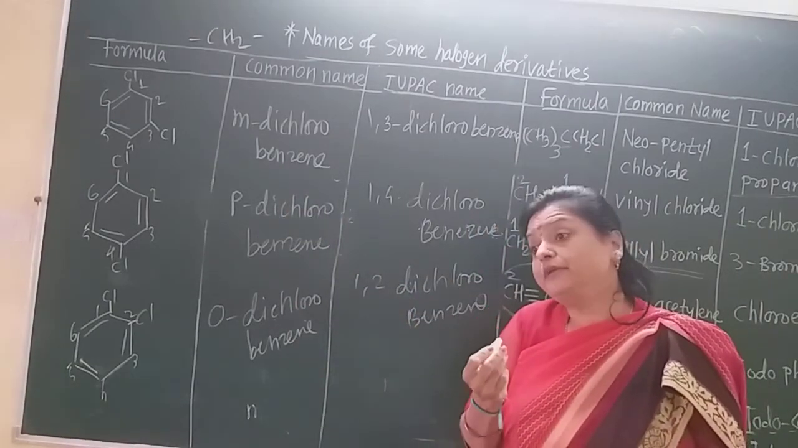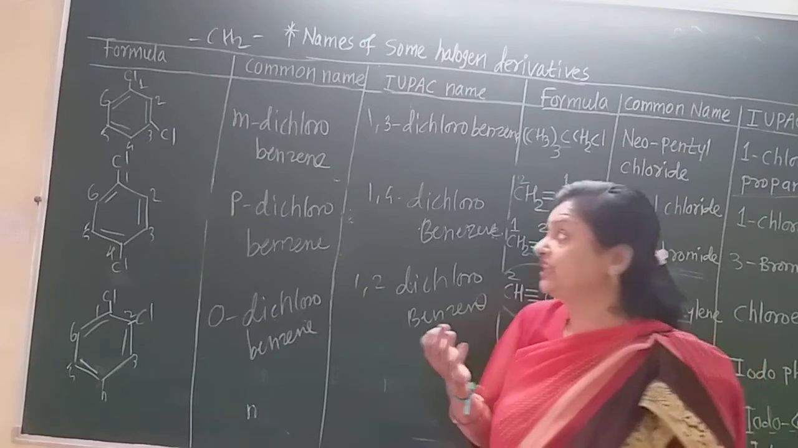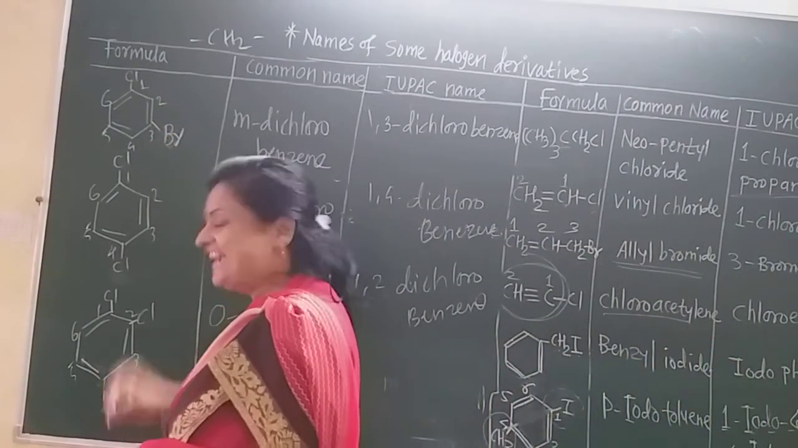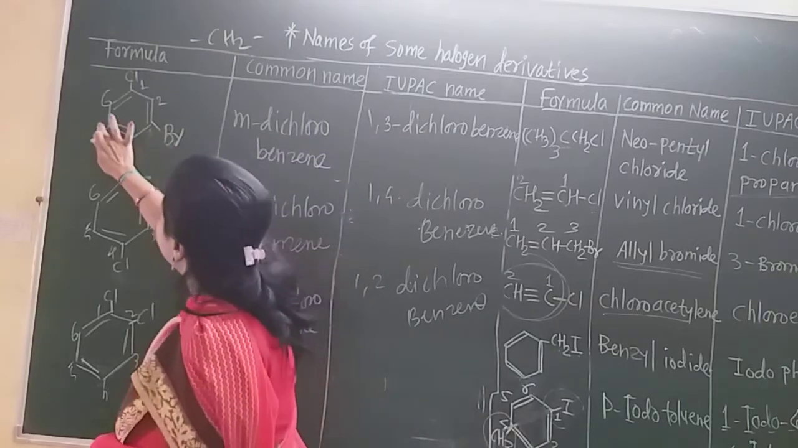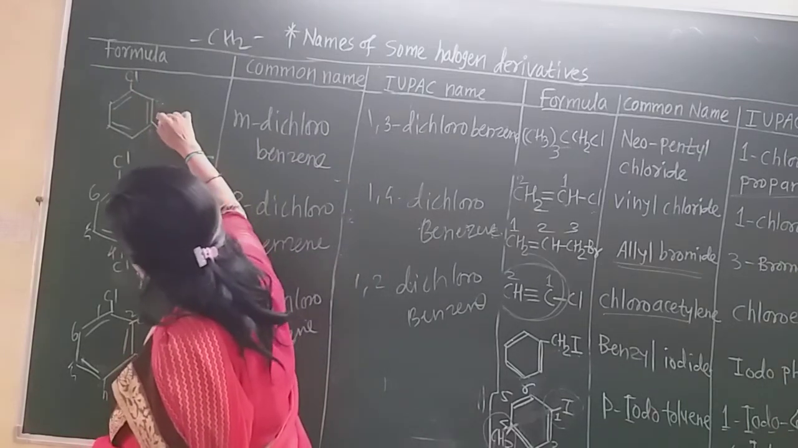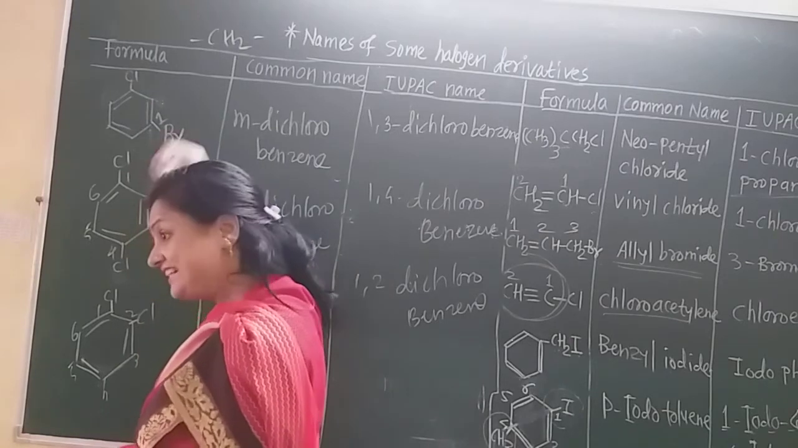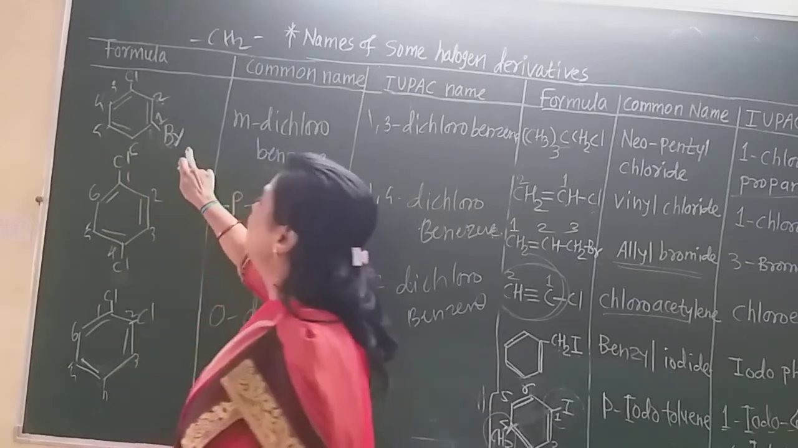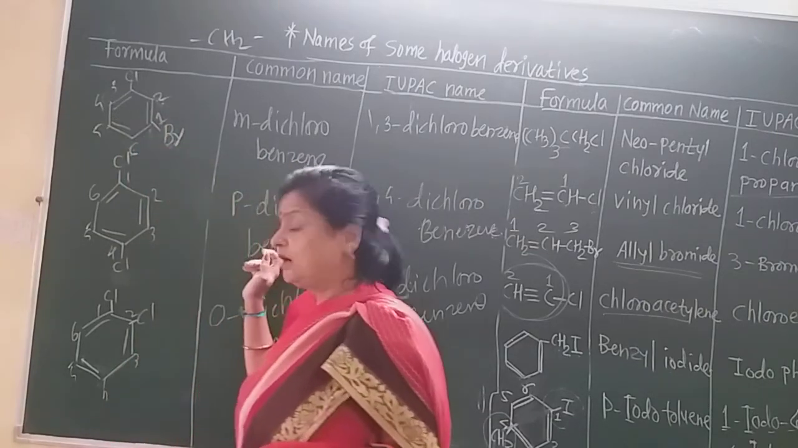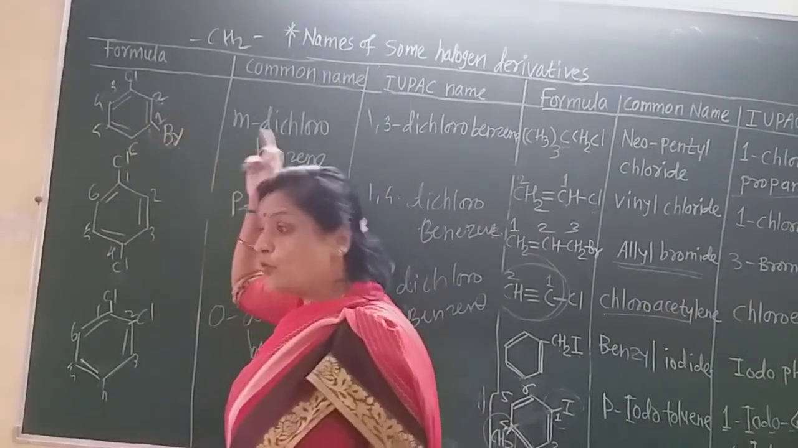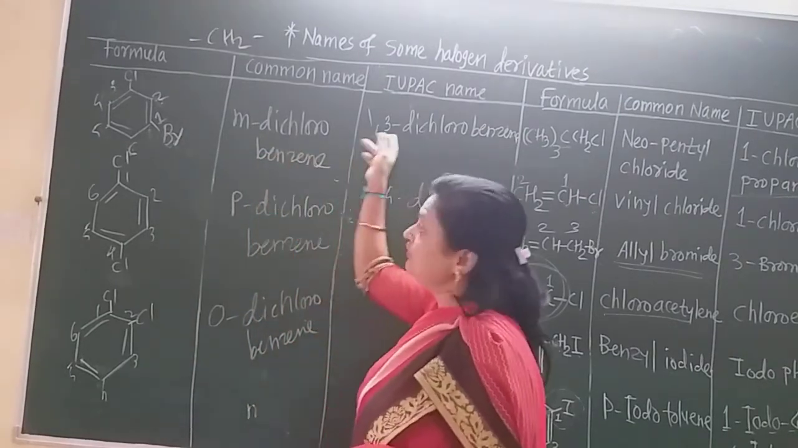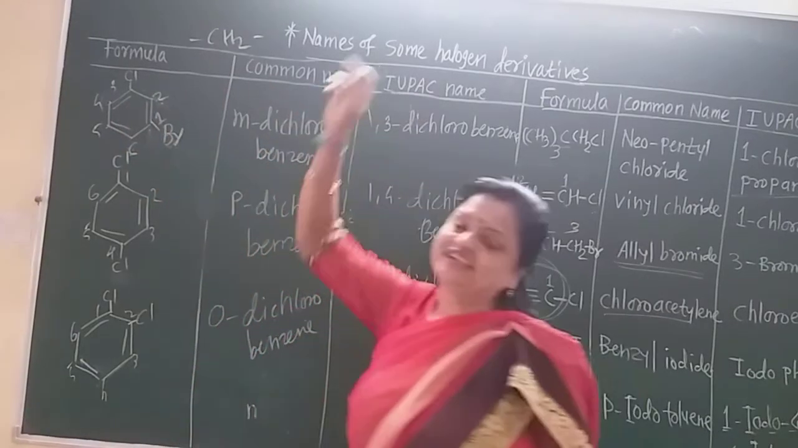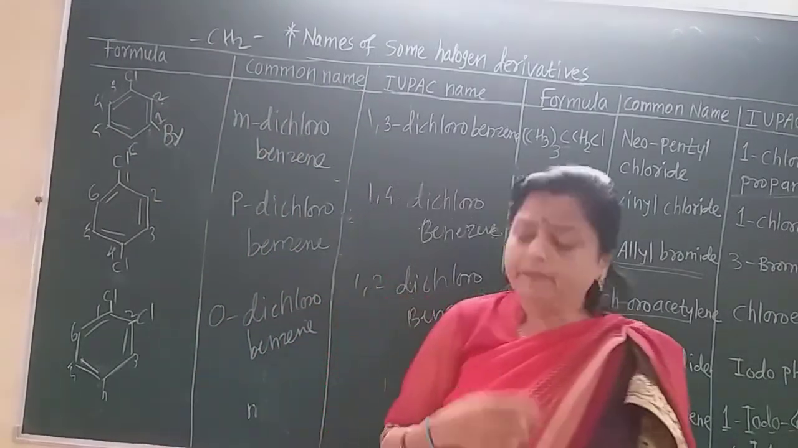But if there is a different type of halogen, what will be the case? Suppose here is bromine. Then we must number from this one, because B comes first and then C. So 1, 2, 3, 4, 5, 6. Definitely it is meta-chlorobromobenzene. But what will be the IUPAC name? 1-bromo-3-chlorobenzene. You can practice many such examples.